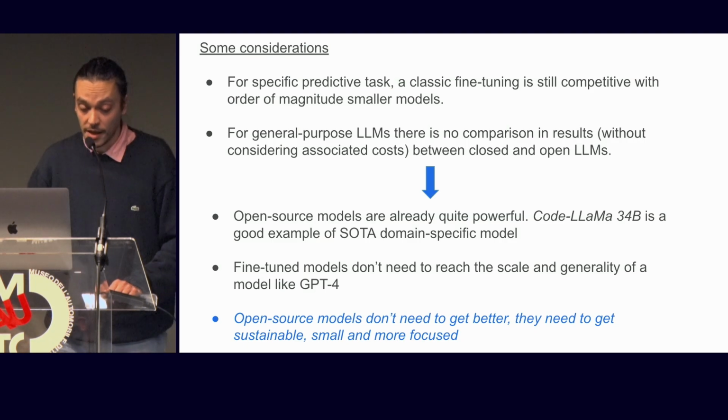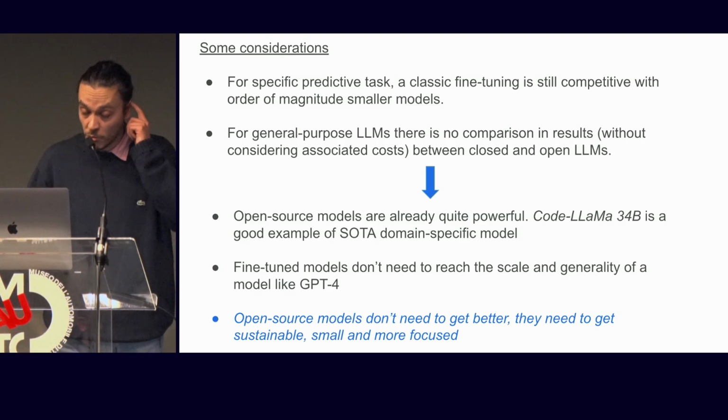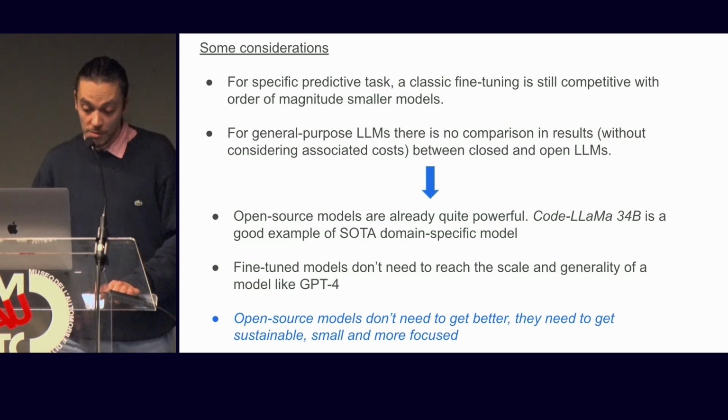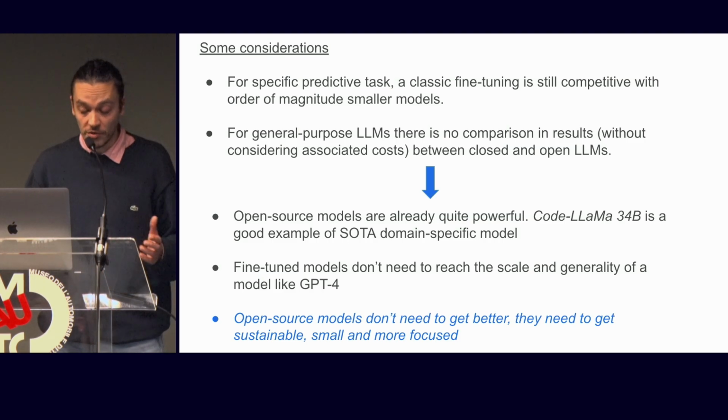And some consideration, taking these two pivots, is that open source models are already, anyway, quite powerful. We have some examples, like the fine-tuning of Code LLaMA, 35 billion parameters, which is an instruction tuning of LLaMA 2 on coding question answering, so instruction and output, that nowadays, today, maybe not tomorrow, is a good example of a state-of-the-art domain-specific model.